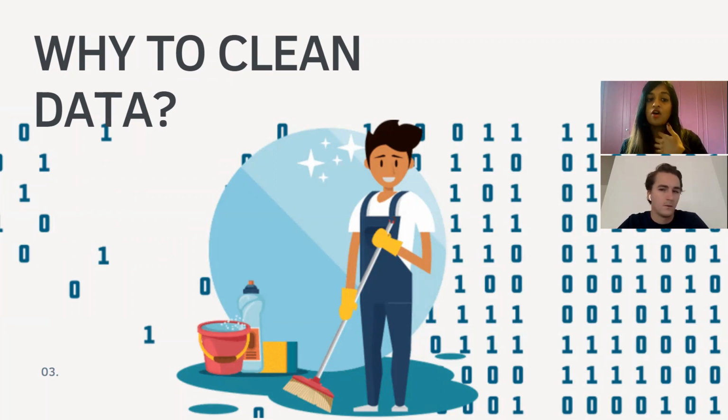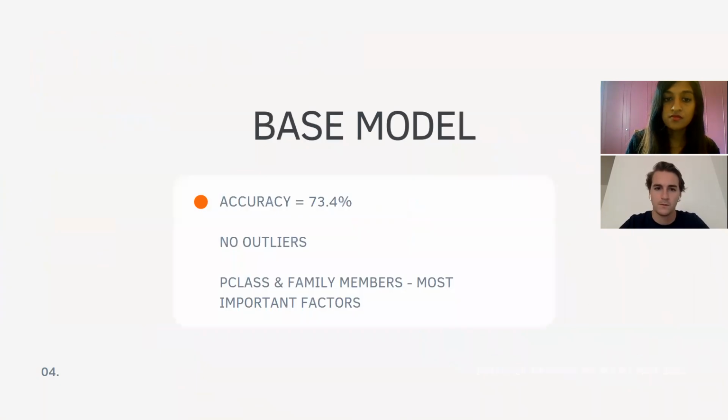So let's cover how we tried to clean our data. The first step we did was test the accuracy of the base model, which is the training data set we were given. When we tested this in Big ML, we got an accuracy of 73.4%. We observed that there were no outliers, so we had no outliers to remove.